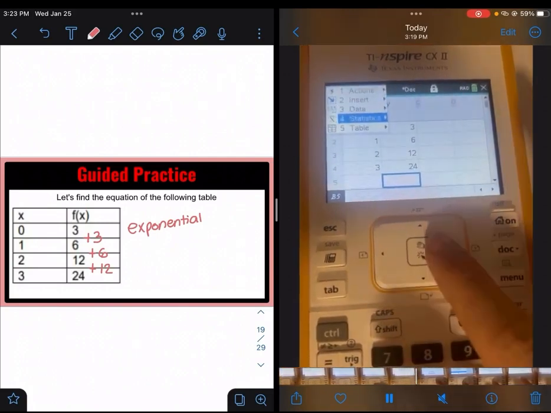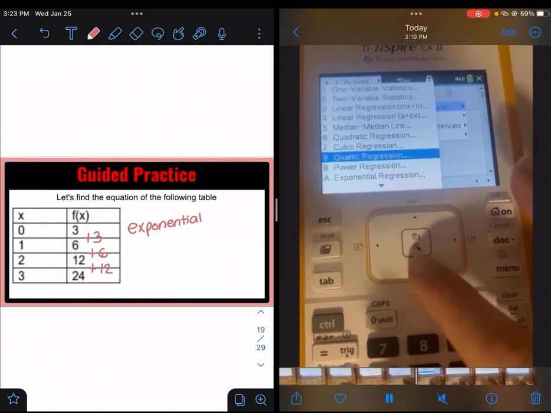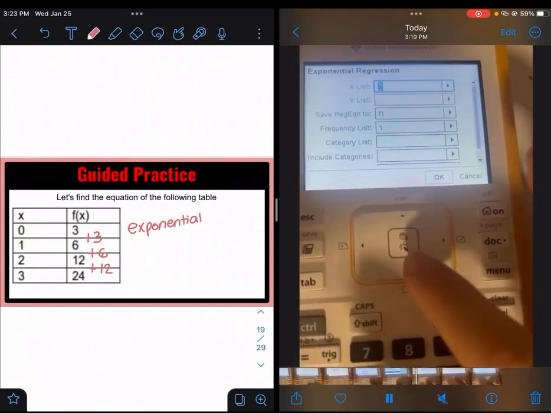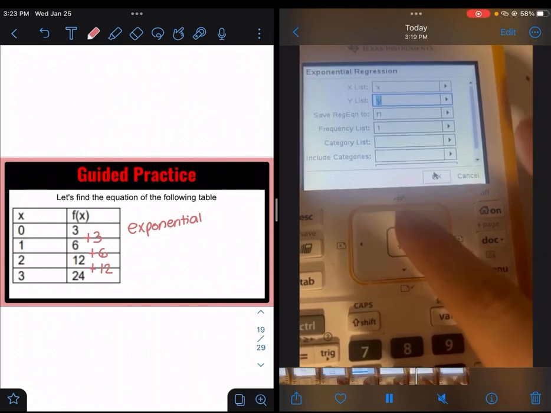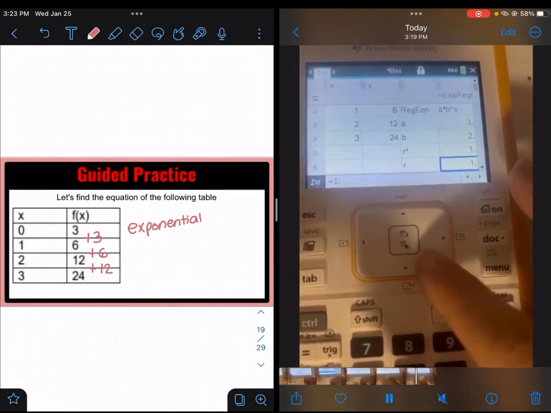Then click Menu, number 4, which is Statistics, number 1, and then we're going down to A for exponential since we just found this is exponential. Where it says X list, you're going to make that say X. Where it says Y list, you're going to make that say Y. You're then going to click OK. And this is how we are going to write our final equation.